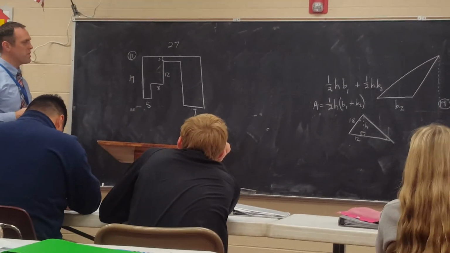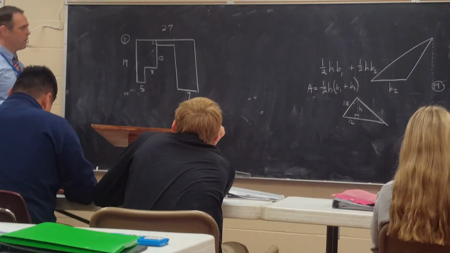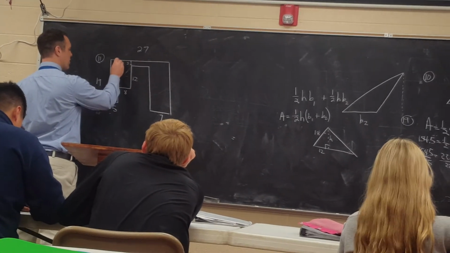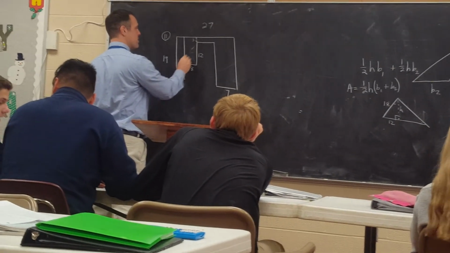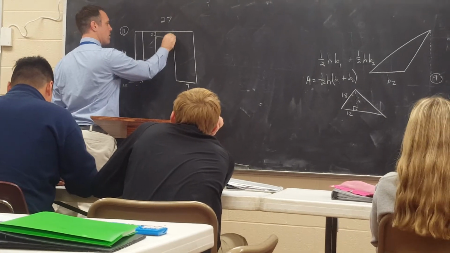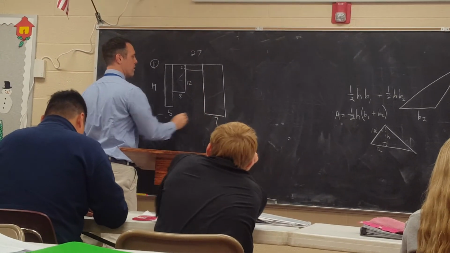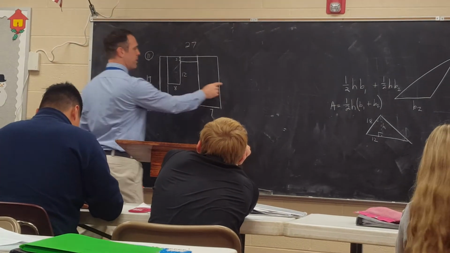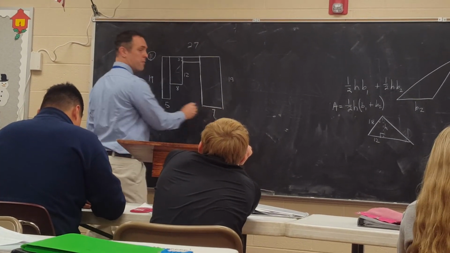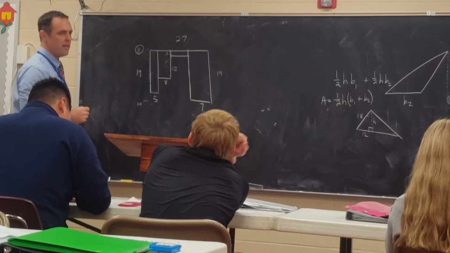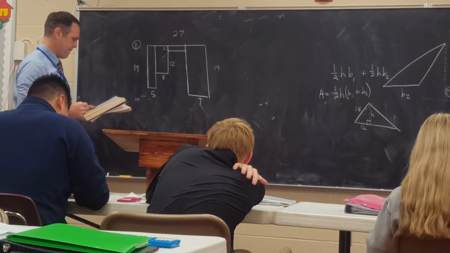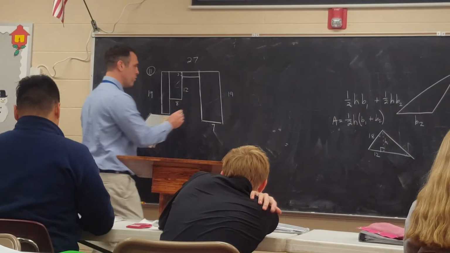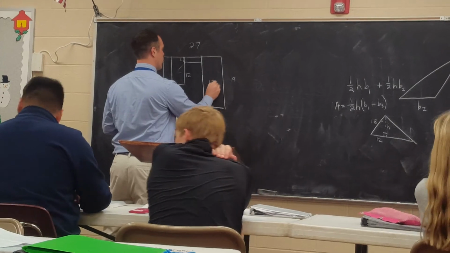Best thing to do with this one is split it up into rectangles. And so there's a bunch of different ways you can do it. You could split this up like this. Okay. So then this would be 7, that would be 19. So you do 19 times 7 to find the area of that, whatever that is. 133.